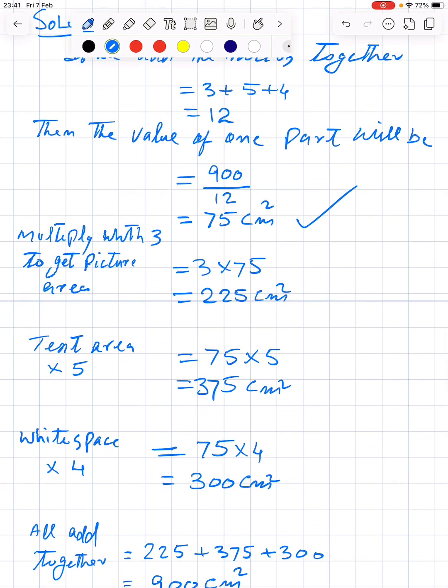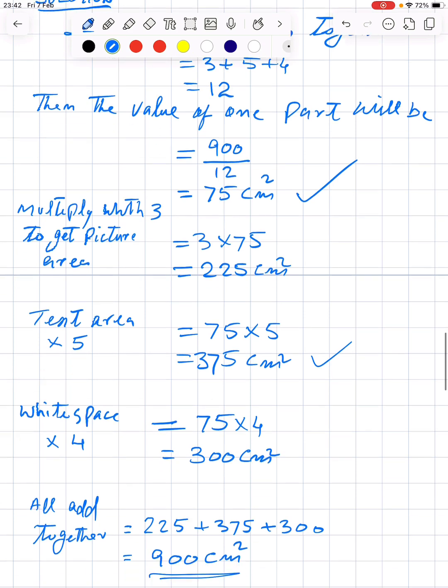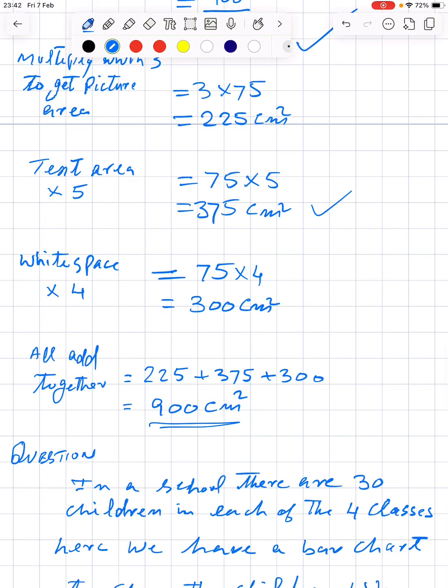Now, the pictures have 3 parts. So we will multiply 75 with 3, which gives us 225 centimeters square. And the text area is 5 parts. 75 times 5 is 375. And similarly, white space is 4 parts. So we multiply 75 with 4, which gives us 300 centimeters square.